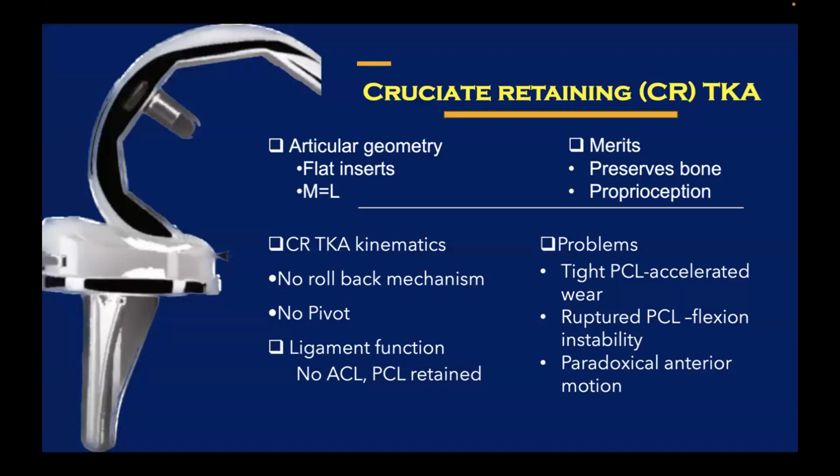So let's discuss the salient points of the design elements of the CR knee. In the CR knee, if you notice, the medial joint line and lateral joint line are at the same level. The inserts are flatter. There is no rollback mechanism. The rollback is brought about by the PCL, which is retained. There is no pivoting mechanism as seen in the native knee. So the advantage of the CR knee is that it preserves bone.